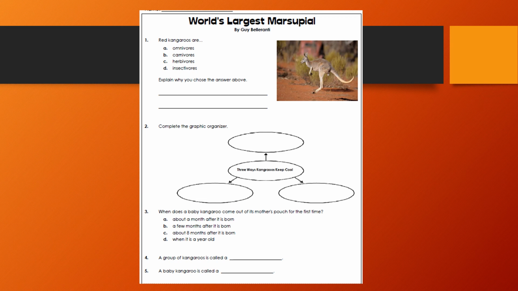Question number 3. When does a baby kangaroo come out of its mother's pouch for the first time? A. About a month after it is born. B. A few months after it is born. C. About 8 months after it is born. D. When it is a year old. Question number 4. A group of kangaroos is called a. And number 5. A baby kangaroo is called a.